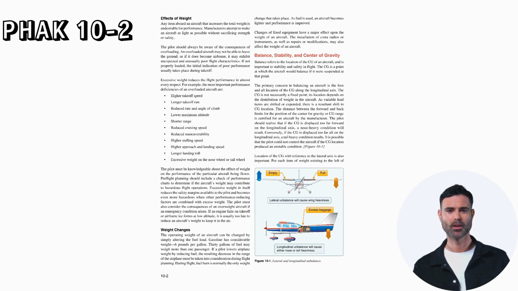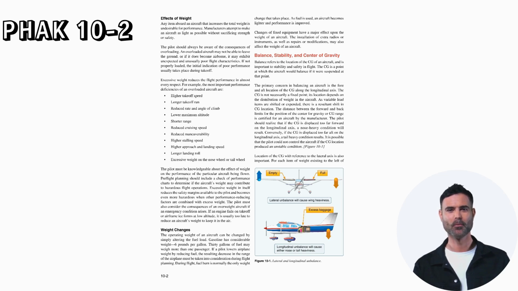The pilot should realize that if the CG is displaced too far forward on the longitudinal axis, a nose-heavy condition will result. Conversely, if the CG is displaced too far aft on the longitudinal axis, a tail-heavy condition results. It is possible that the pilot could not control the aircraft if the CG location produced an unstable condition.